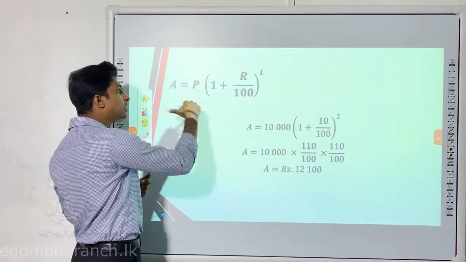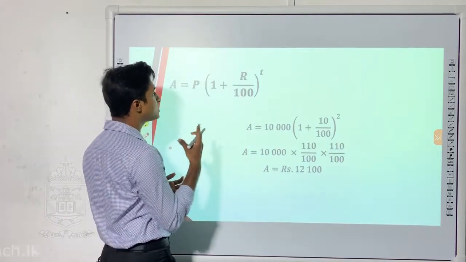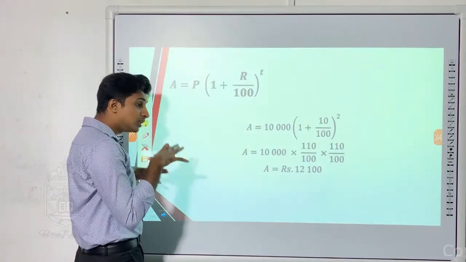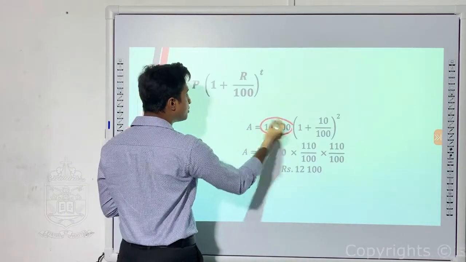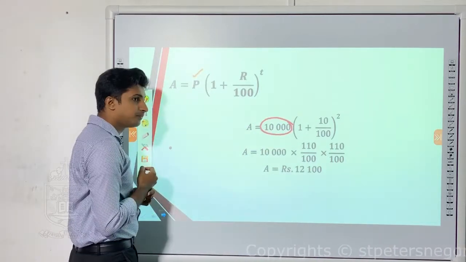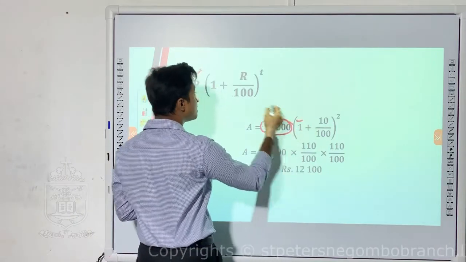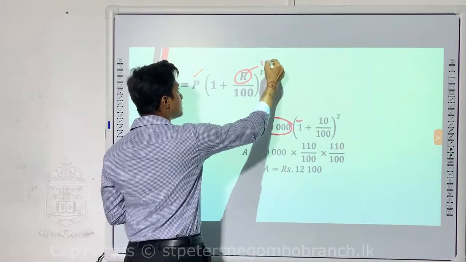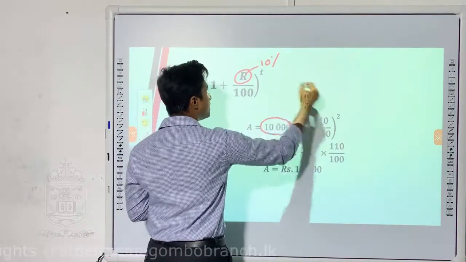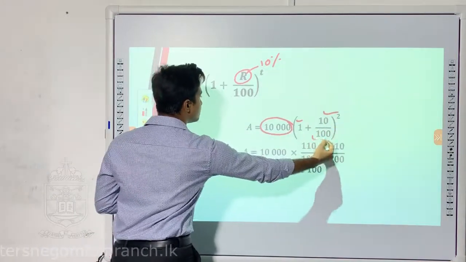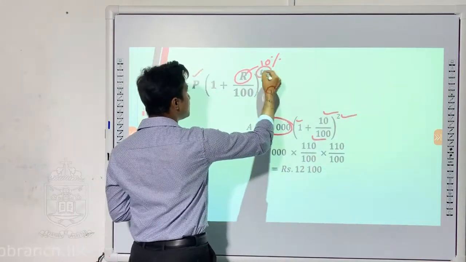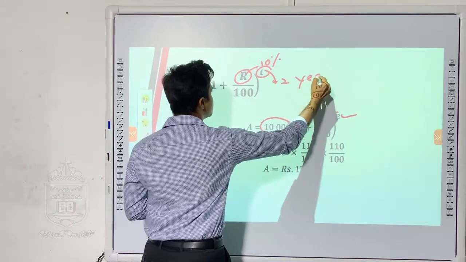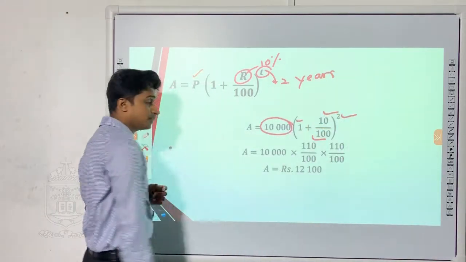So this is the formula: A equals P times (1 plus R over 100) to the power T. In the question, the principal amount was 10,000, that is given. So 1 plus the rate we received was 10%, so this is 10 over 100, to the power 2, because the time was given as 2 years. That is the reason I have put 2 here.